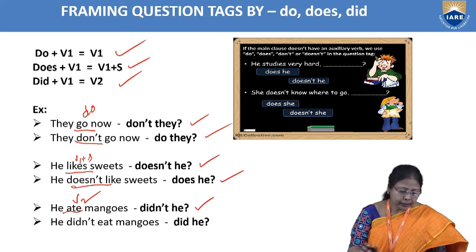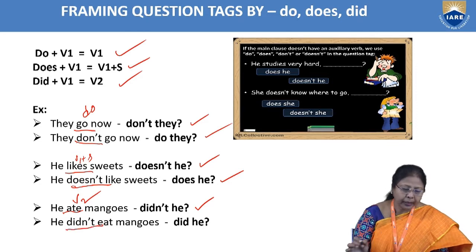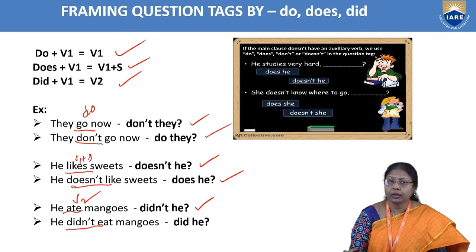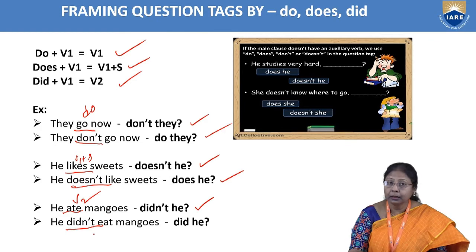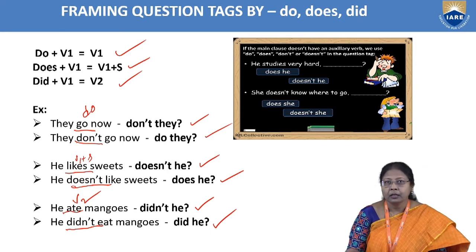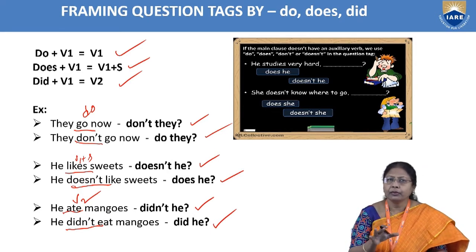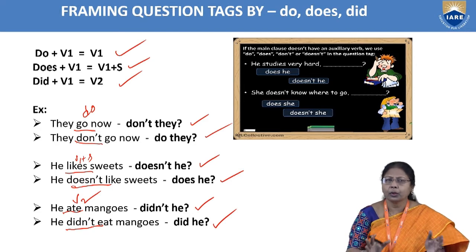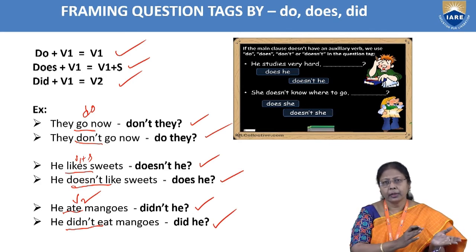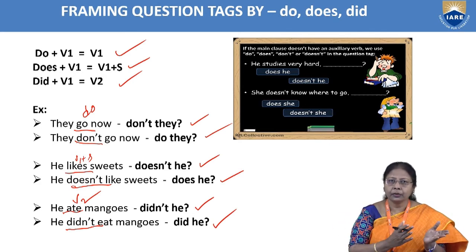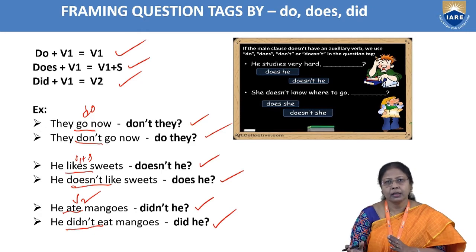Next sentence is he didn't eat mangoes. Here, we have a direct auxiliary verb with the negative, like a statement. He did not eat mangoes. So the positive statement's question tag is did he. In this way we have to frame question tags. Whatever the rule might be, ultimately a positive statement takes a negative question tag, and a negative statement takes a positive question tag.